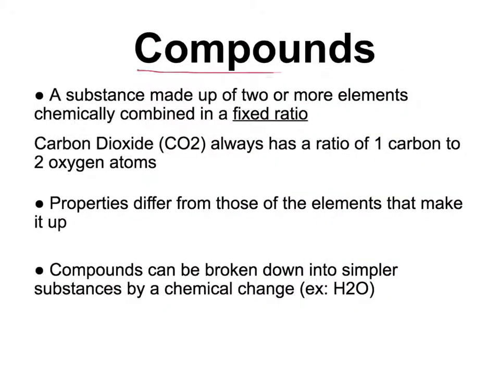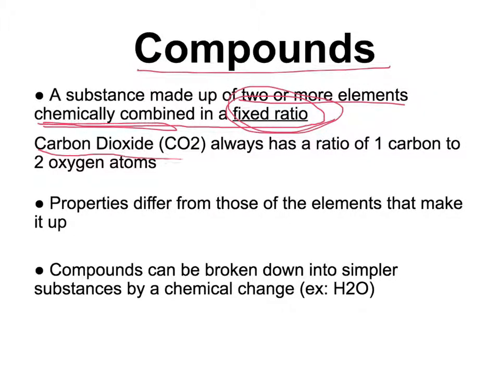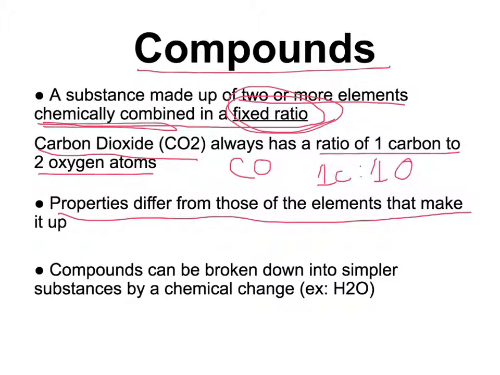Now, compounds differ from elements because they are made up of two or more elements, and the other thing that's unique about a compound is that they are chemically combined in a fixed ratio, right? A fixed ratio and chemically combined. So, for example, carbon dioxide, CO2, always has a ratio of 1 carbon to 2 oxygen atoms. CO, which is a different compound, has a ratio of 1 carbon to 1 oxygen. The properties are different from those elements that make it up.